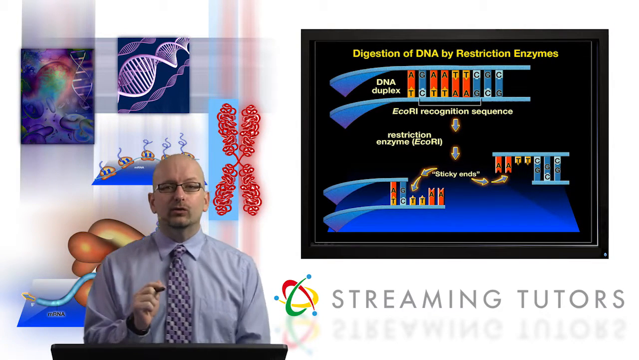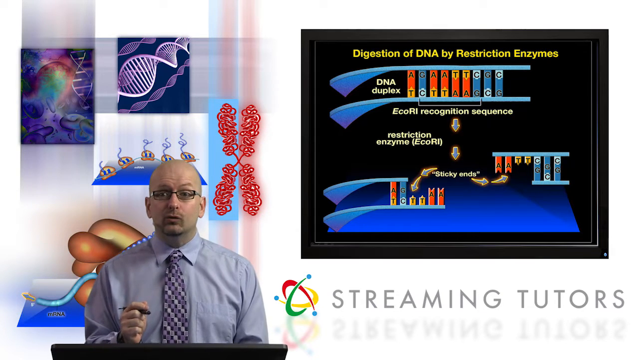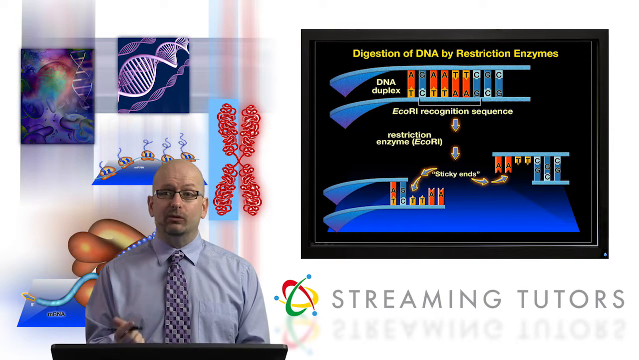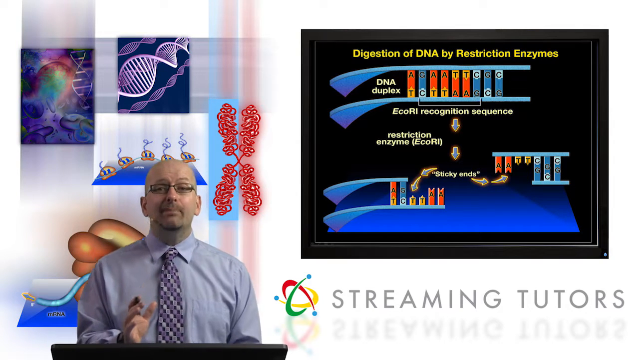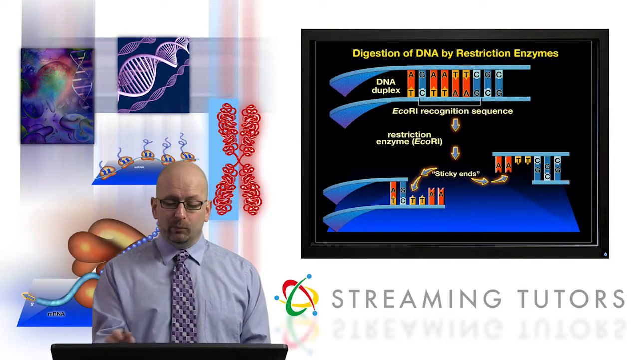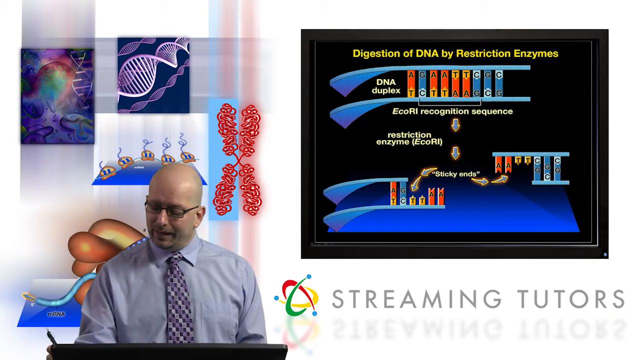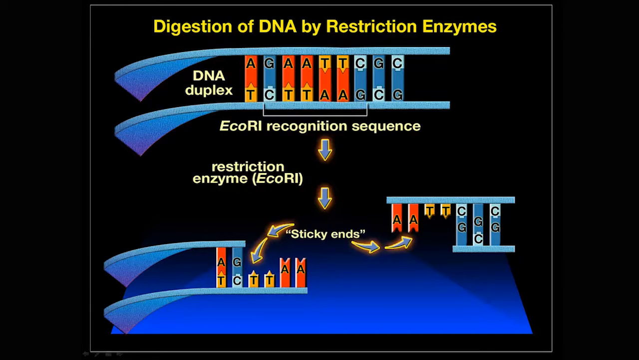So here is a much better picture, obviously, than I can draw to explain how DNA is digested by restriction enzymes. So I put in a little bit more fancy. The artist drew this, not me, obviously. Here is the EcoR1 recognition sequence. So it's really this whole double-stranded area here, right?